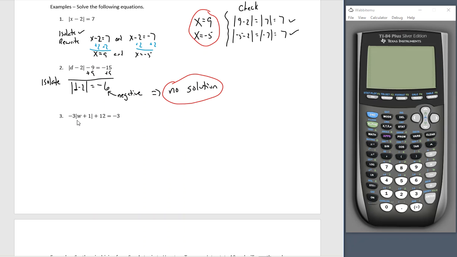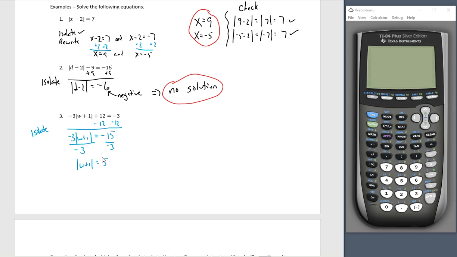Okay, so we want to isolate the absolute value of w plus 1 in problem 3. So we're going to slowly peel away from the absolute value. Negative 3 absolute value of w plus 1 equals negative 15, but keep in mind the absolute value is not isolated yet because I still have this negative 3 as a factor out in front. Now the w plus 1 in absolute values is isolated and will equal 5.